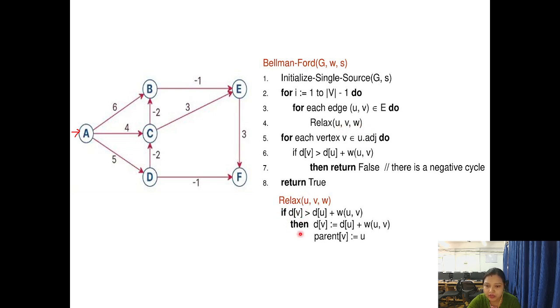This is the relaxation step, the calculation we used to find the distance. If d of v is greater than d of u plus weight of u v, then update with the minimum one to find the distance of v. Now, for each vertex v in u dot adjacent, do this check. This is to determine the negative edge weight cycle. So this is the algorithm for finding the shortest distance from a particular source to every other node.